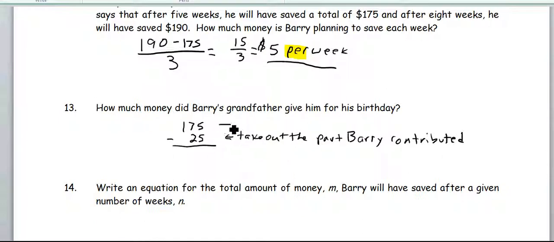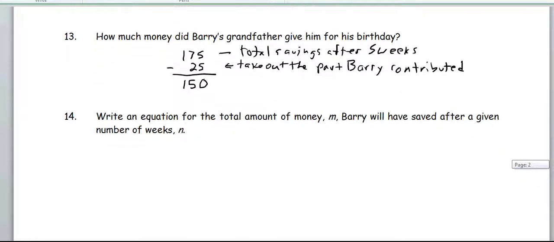And then we're going to say this is the total savings after 5 weeks. Okay, so the total savings after 5 weeks, the part that Barry contributed to that is 25. So we find out here that Grandpa gave him $150. So that was his initial or starting amount before he started saving. Initial amount. I better be thinking constant, or my b in y equals mx plus b.